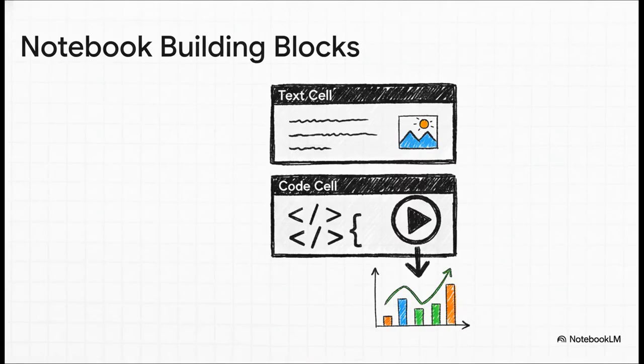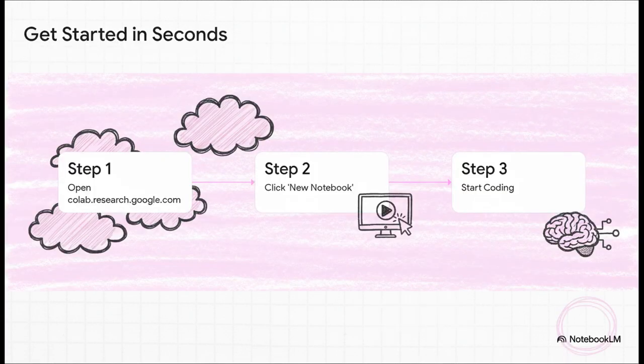So every one of these notebooks is made of two basic building blocks. First, you've got text cells. This is where you write your descriptions, add pictures, organize your thoughts. And then, you've got the code cells. This is where the magic happens. You type in your Python code, you hit the little play button, and you see the results pop up right underneath. It's that simple. And getting started is ridiculously easy. There are no downloads, no installers. You just go to the website, click New Notebook, and that's it. You're coding. We're literally talking seconds to go from nothing to a full-blown Python environment.